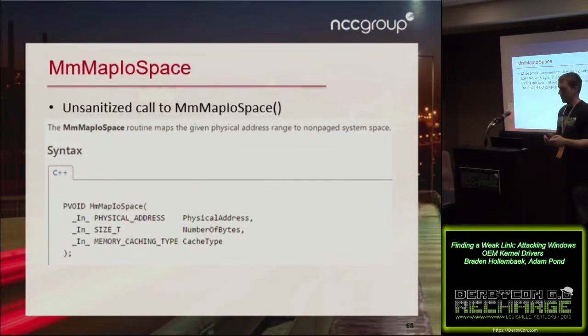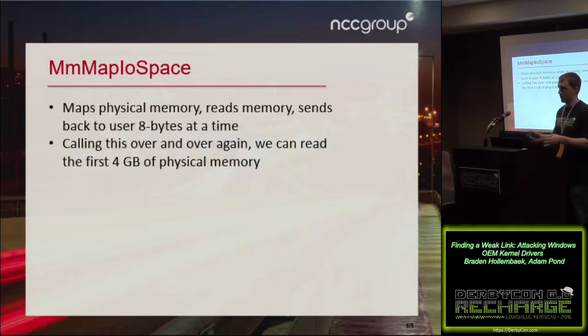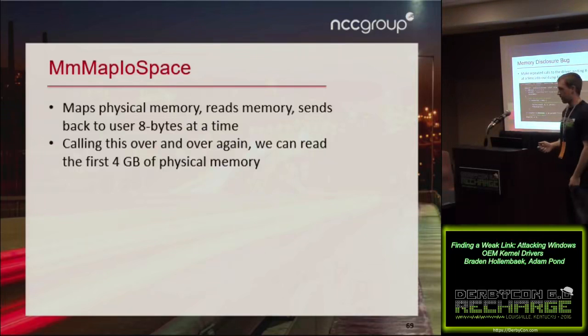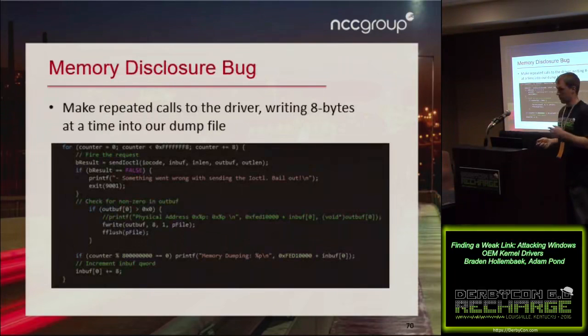And in the case of this driver, what it does is it takes in this address that we give it, that we now fully control, it maps it into virtual memory, it reads 8 bytes, and it sends it back up to the user. And so what we can do is just call this over and over again, incrementing our buffer 8 bytes at a time, until we have actually read 4 gigabytes of physical memory, the first 4 gigabytes of physical memory. And that's exactly what we ended up doing. So you can see here in our little proof of concept, it's just a for loop, and we just make this call over and over again and we check to make sure that it's not all zeros, because it turns out a lot of physical memory is uninitialized. But we write all this to a dump file.